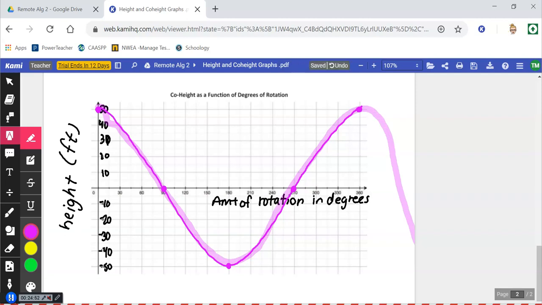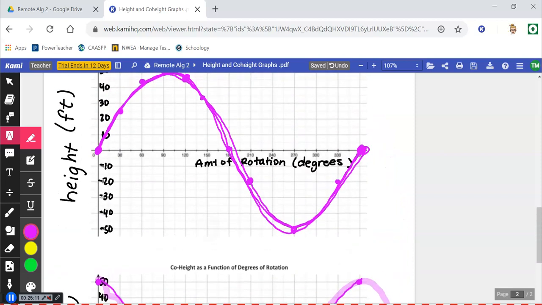Because can the coheight or the height of this Ferris wheel change as the Ferris wheel goes round and round and round? No, it's always going to stay the same as long as the Ferris wheel doesn't break, right? So as long as everything stays intact and this Ferris wheel keeps rotating, we're going to see the height and coheight function repeat itself over and over and over again as we go round and round.